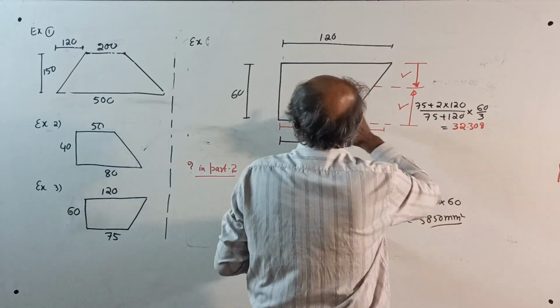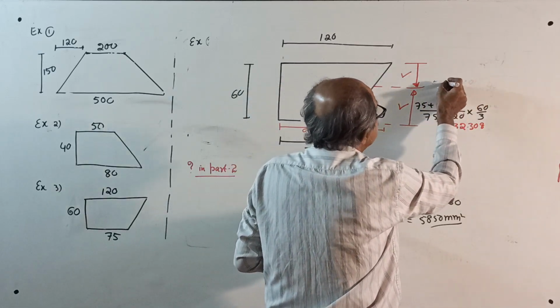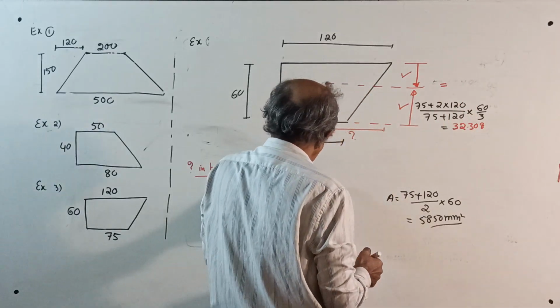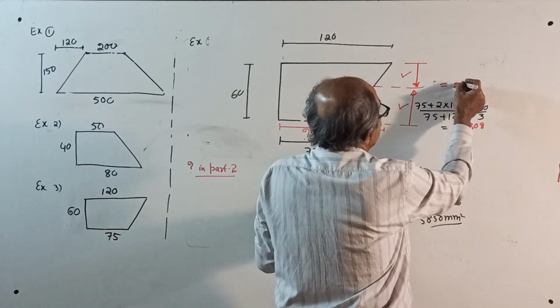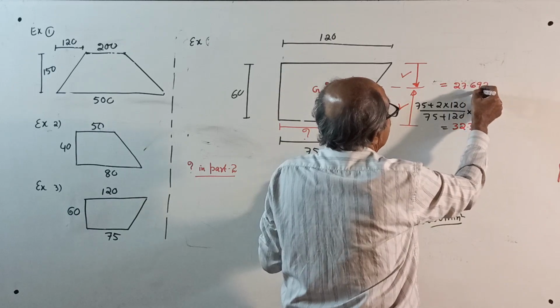32.308. I know that CG will come more than 30. Now, this distance has to come minus 60. 27.692. It has to come 27.692, but I will calculate in millimeters.